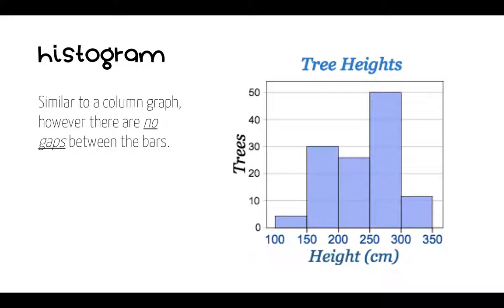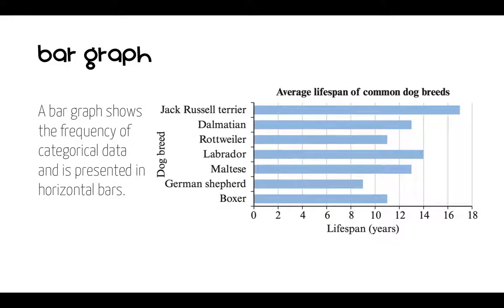The next one is a histogram. So this is similar to a column graph. It represents, in this case, it's actually representing height. But the difference is that it has no gaps between the bars. Okay. Bar graph. So again, like a column graph, and it represents categorical data, but these are horizontal. So vertical is up, horizontal is across.